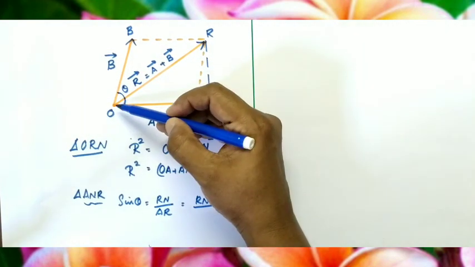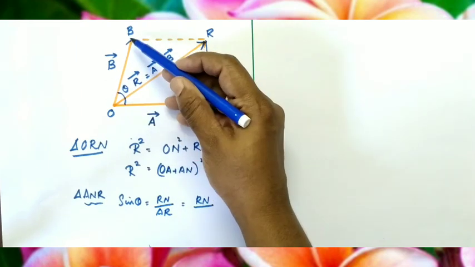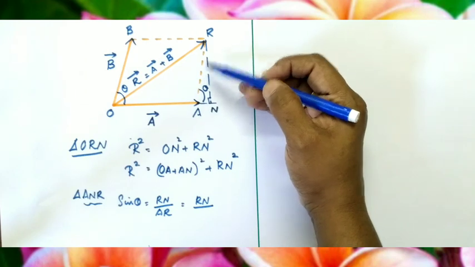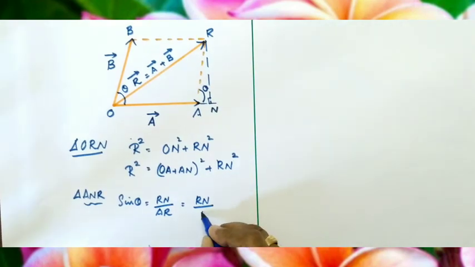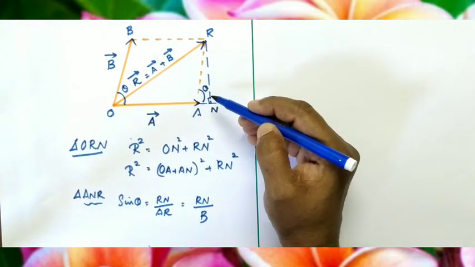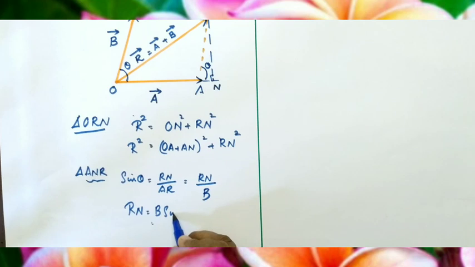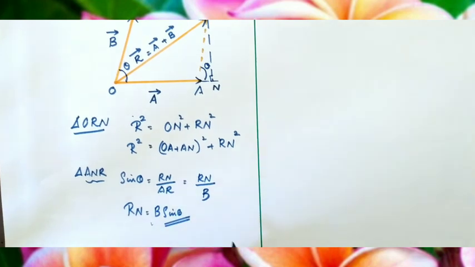AR is equal and parallel to this OB, no? OB is equal to magnitude B. Similarly, AR is equal to the same magnitude B. So what is the value of Rn? Rn is equal to B sin theta. So the value of Rn is B sin theta.